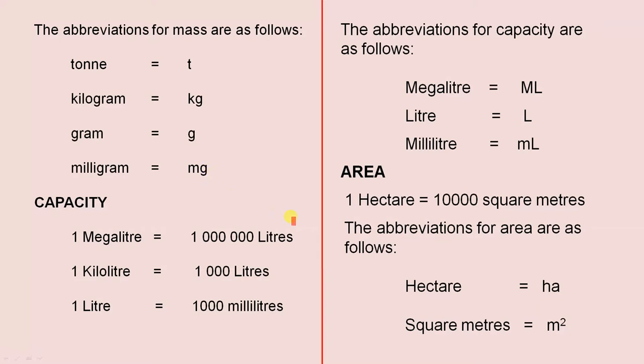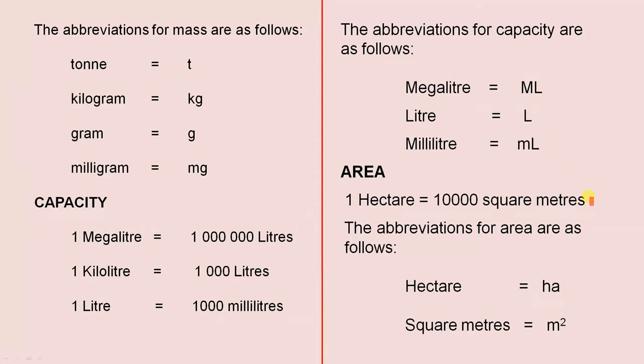With respect to capacity, that's basically how much water or liquid an object will hold. A megalitre is 1,000,000 litres, a kilolitre is 1,000 litres, and a litre is 1,000 millilitres. The abbreviations for capacity are those three there for each of those measurements.